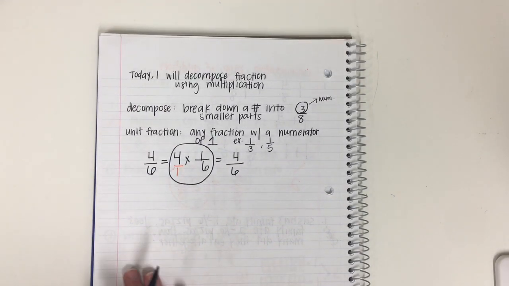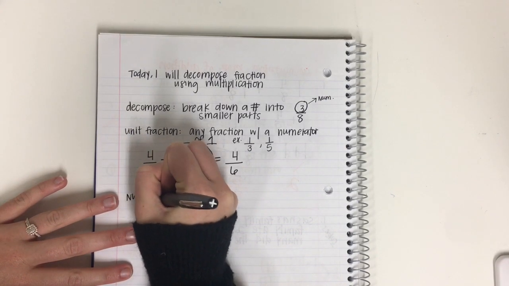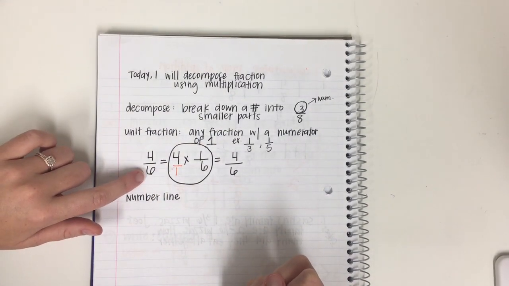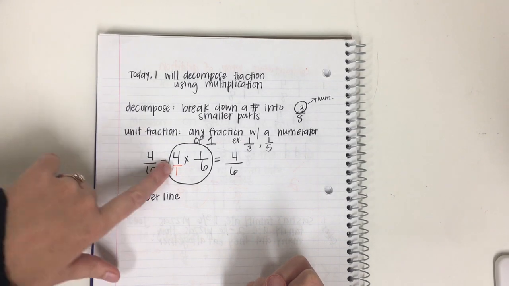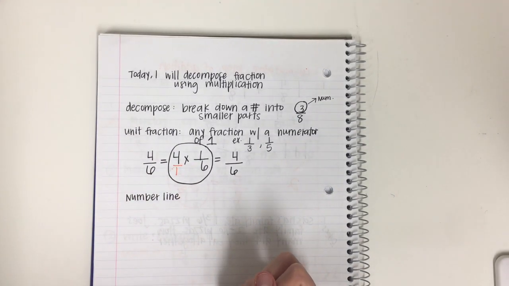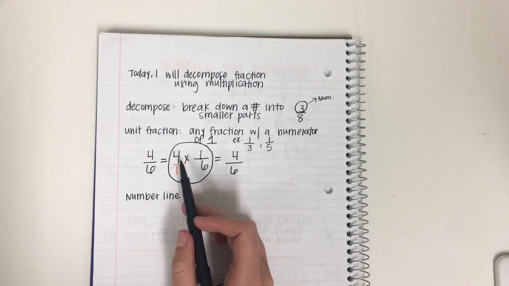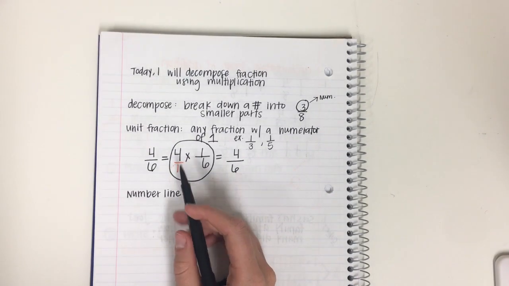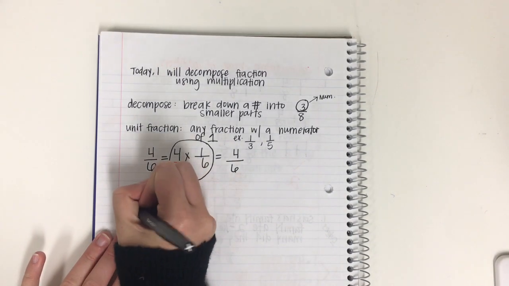Okay, so let's take a look. Let's say we want to show 4/6 decomposed by using a number line. The first thing we want to do is draw out what whole number needs to be multiplied by our unit fraction. The only way to figure out your unit fraction is to take your denominator, put a 1 on top, and then figure out how you're going to get your numerator to the number that you need. We figured out that 4 times 1/6 would give us 4/6. So let's look at a number line.